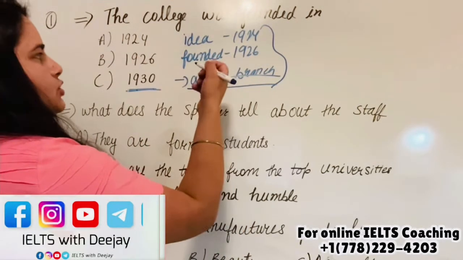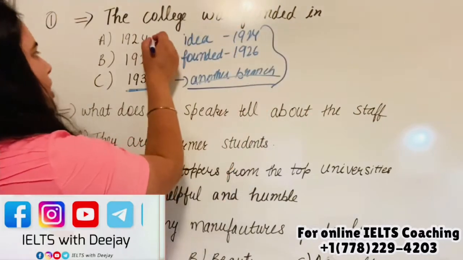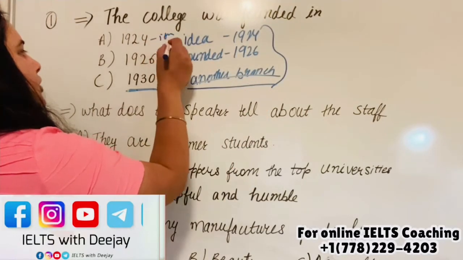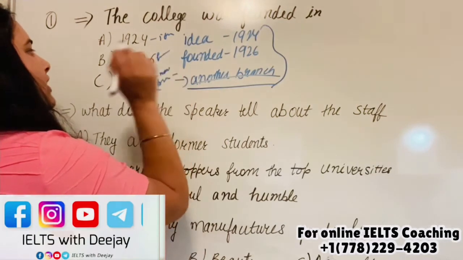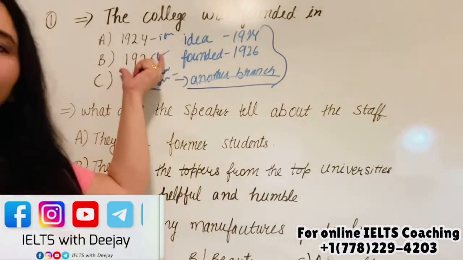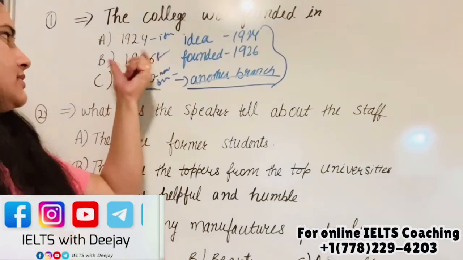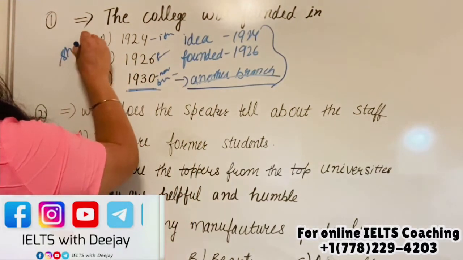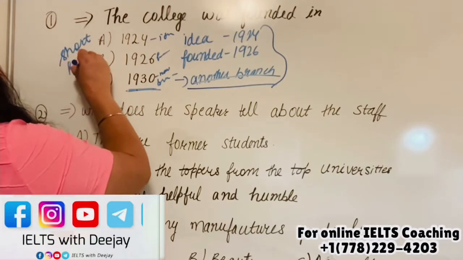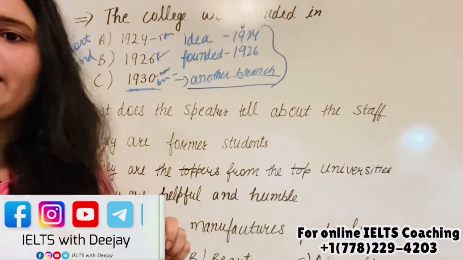When you're writing in shorthand, like the idea 94, here you will write idea, here you will write founded, here you will write new branch. Then you will think that B is going to be the answer. Okay, so this was the shorthand method in which you write the keywords quickly.